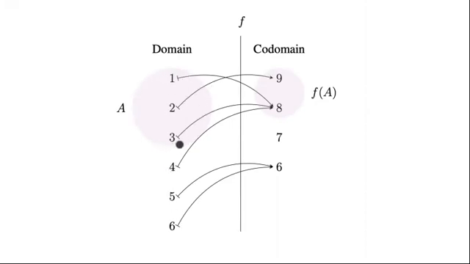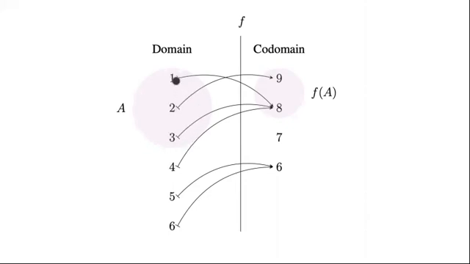Let's take a look at how a function can behave on sets, not just elements, but whole sets in the domain. A function f can actually take a whole set in the domain and cast it to, or send it to, a set in the codomain. It's going to be the image of the set in the domain. So how does that work?